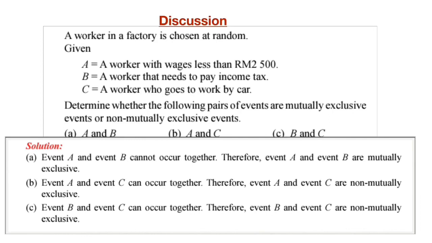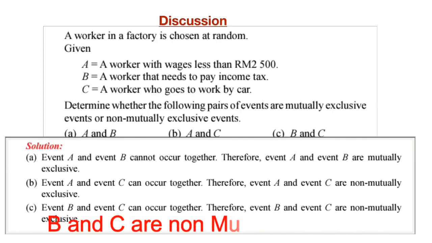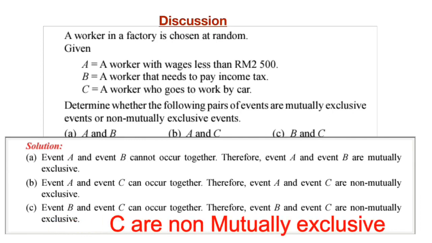Okay, A and B. Event A and B cannot occur together. Therefore, event A and event B are mutually exclusive. Okay, how about A and C? A and C can occur together, so A and C are non-mutually exclusive. Okay, then event B and event C can occur together.